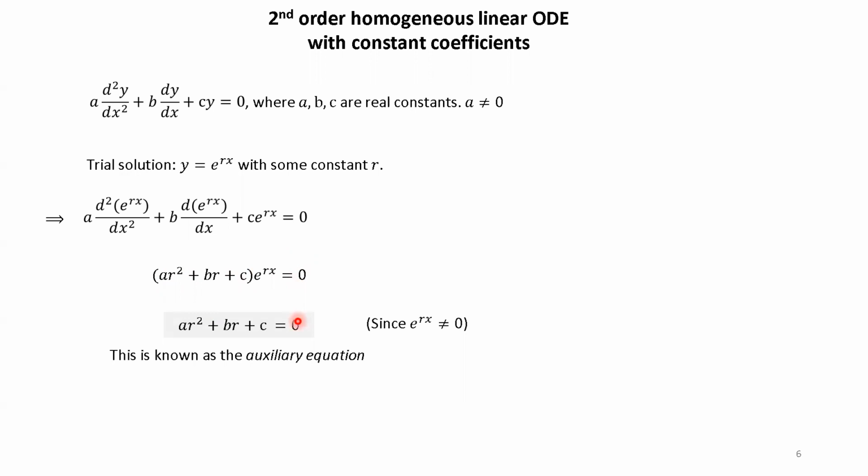So then what I got is a quadratic equation. Right? So this quadratic equation, of course, we know how to solve it. And we need to solve for R, right? And this is known as the auxiliary equation, or also called the characteristic equation for this ODE. So that means now solving these equations is as simple as just solving this quadratic equation.